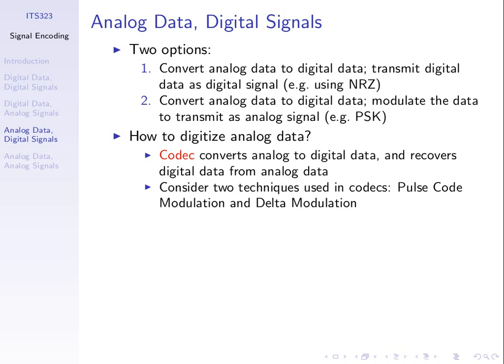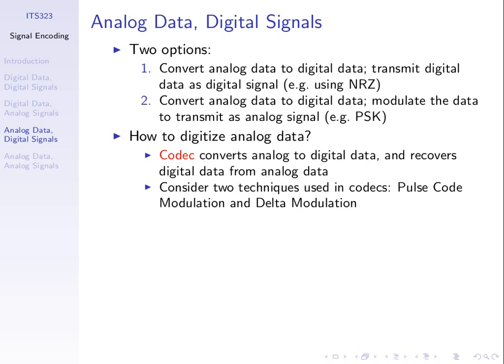And once we have digital data, zeros and ones, we can use one of our previous schemes, like non-return to zero, to transmit that digital data as a digital signal. So that's common. So we take our analog data, but convert it to digital. And once we have that, we send some voltage pulses using a different encoding scheme. That's one approach.